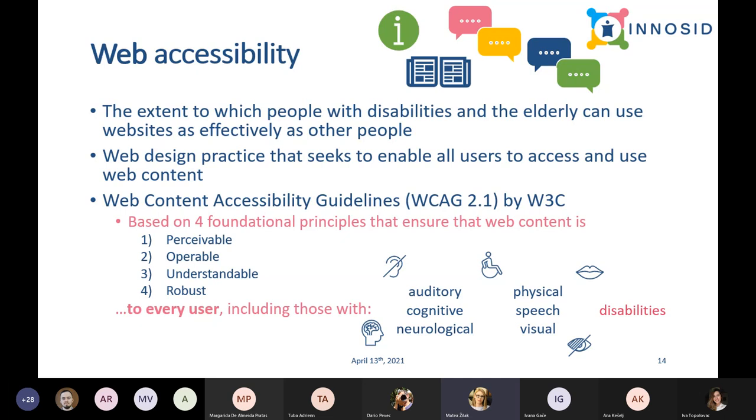And the last one is robust. So the content must be robust enough so that it can be interpreted reliably by all of the user agents, including assistive technologies. I already mentioned the example with the screen reader.